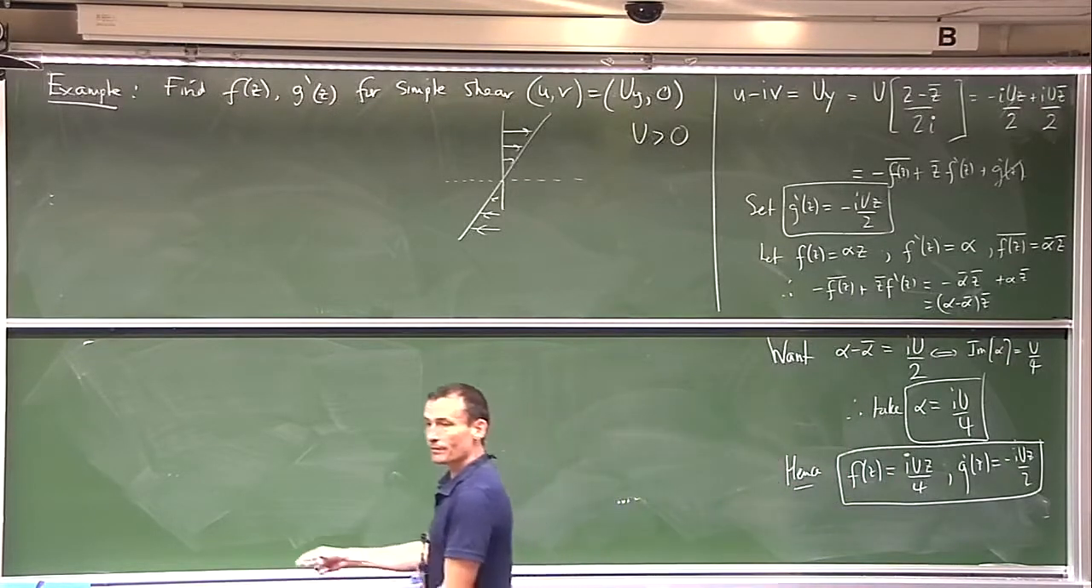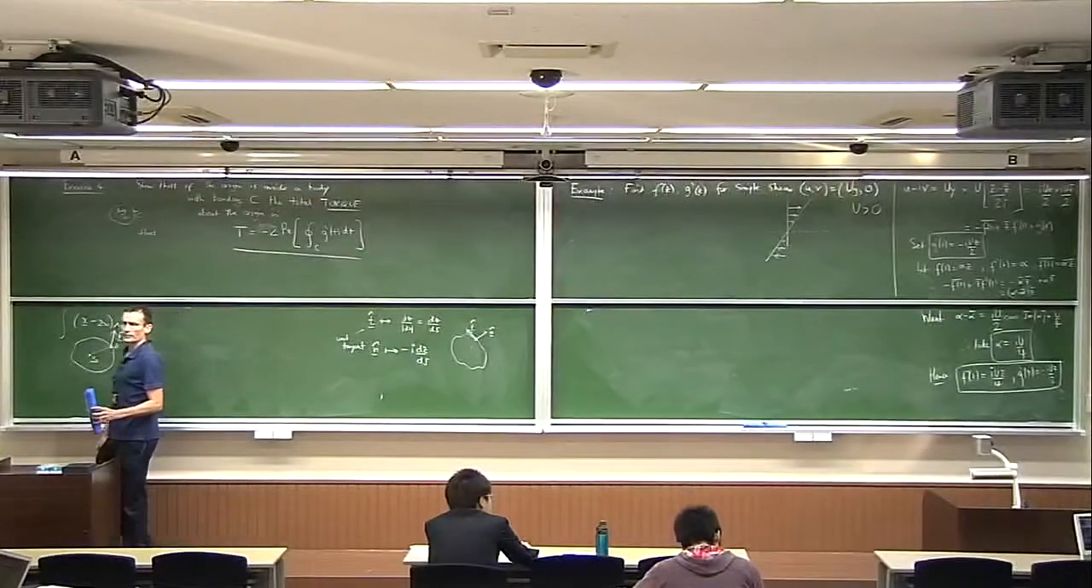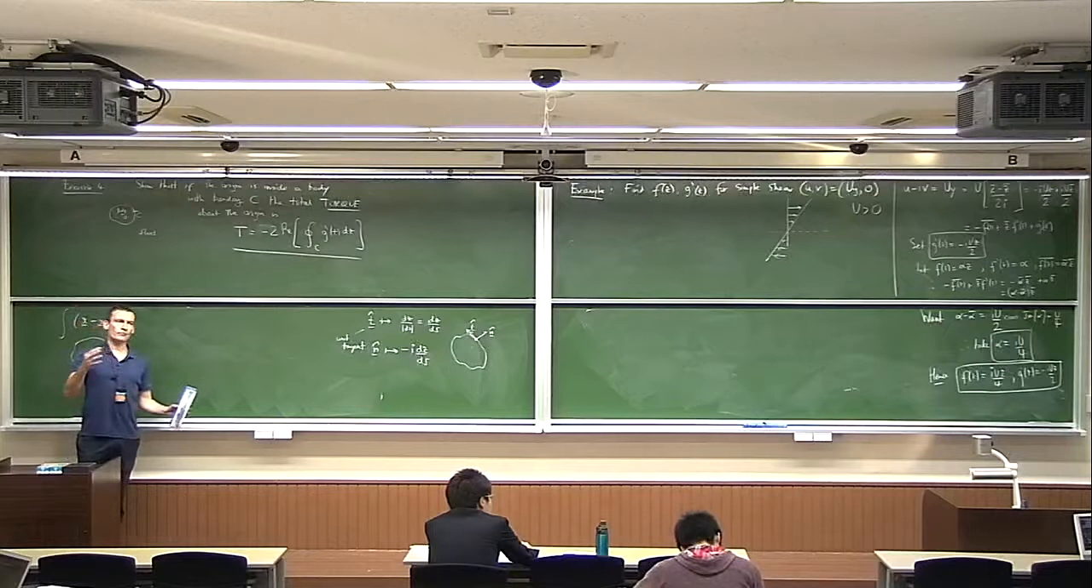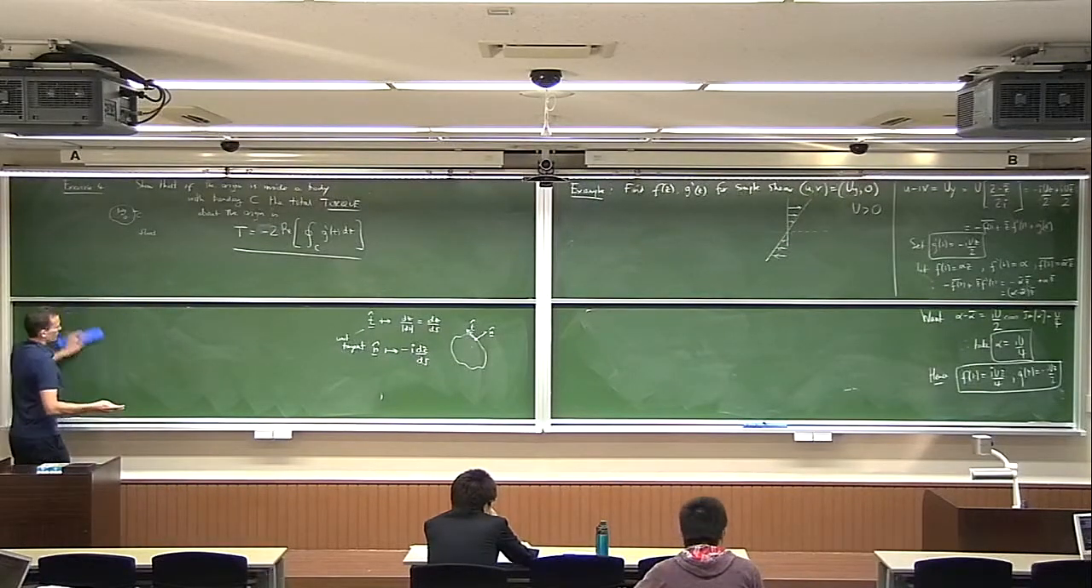Everybody follow that? Just trying to find the f and g prime. I knew, by the way, before I started, that shear flow is a solution of the Stokes equations. So I knew, therefore, that f and g prime existed. And I just found them.